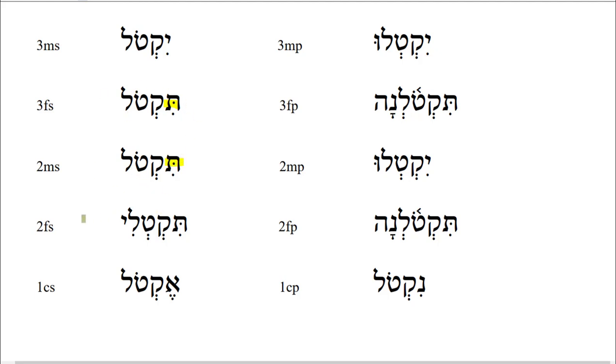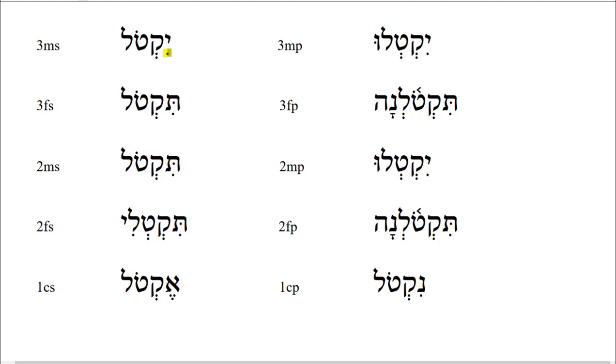Those forms are actually the same. Second feminine singular, and then third feminine plural, and second feminine plural. A lot of these forms have a tav. And then we have the first common singular. That's got an aleph, and the first common plural's got a nun.